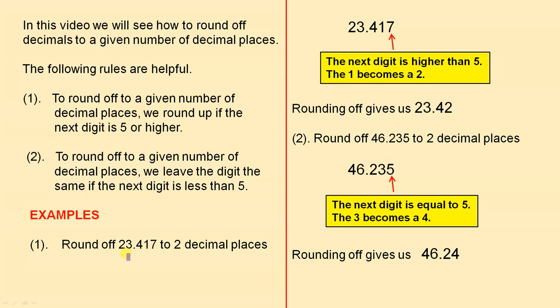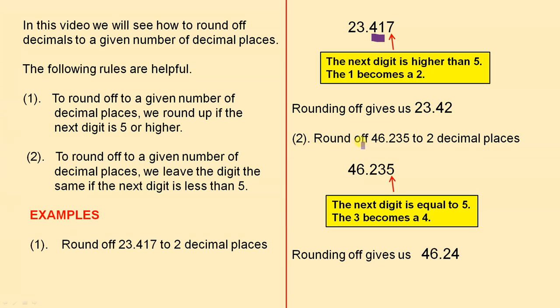Round off 23.417 to 2 decimal places. So here is 23.417. 2 decimal places means we want to see 2 digits in the answer, which means you have to look at the next digit. The next digit is higher than 5, because it's a 7. The 1 becomes a 2. You increase that by an extra digit, so that becomes a 2. Rounding off gives us 23.42. That's what the first rule says.